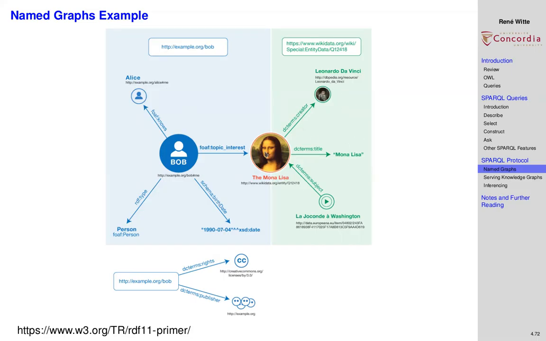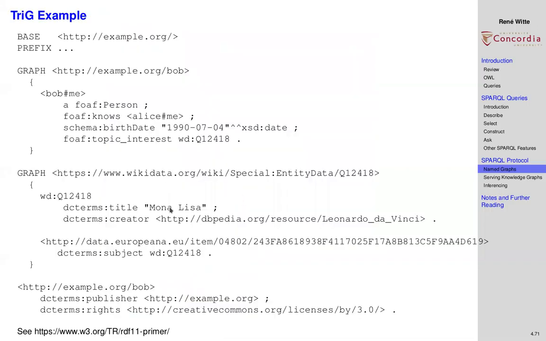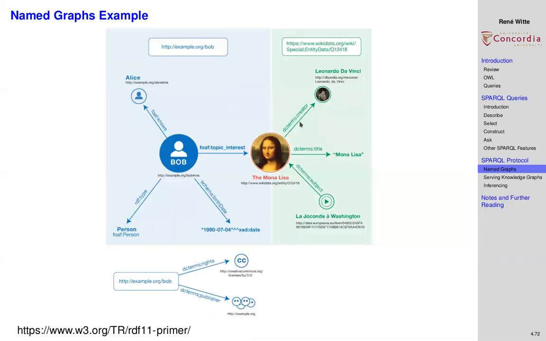Then we have a graph about this picture, the Mona Lisa, and this might be stored in a different graph. A museum graph that has information about all the exhibitions, the paintings, the artists, and so on. And then we have a third graph that talks about licensing. What is this published by and under what license is it available? And well, this is the graphical representation of what we've seen here. So we have split the same triples that we had before into these three different graphs, two named graphs, the Bob graph, the graph about the painting, and a default unnamed graph.